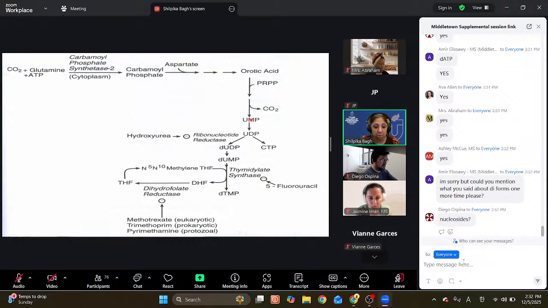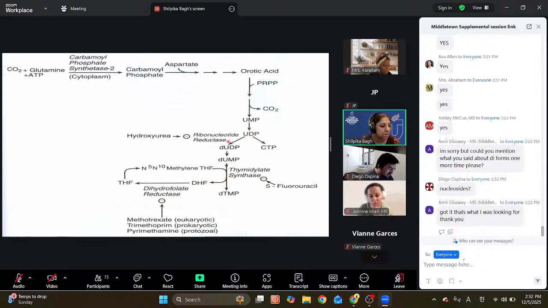Di forms means monoforms will not be converted into deoxy. Triforms will not be converted into deoxy. Only diforms are converted into deoxy. This is what I mean by diforms. Only diforms are converted into deoxy forms.